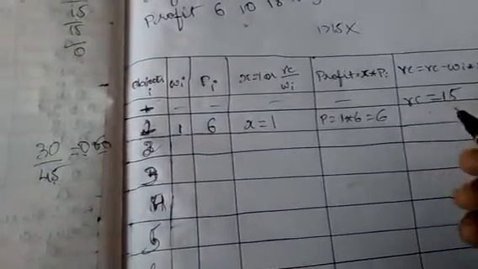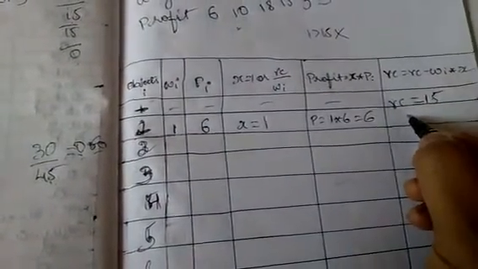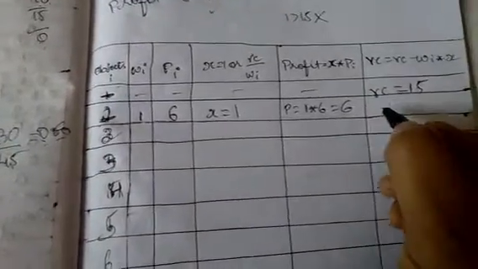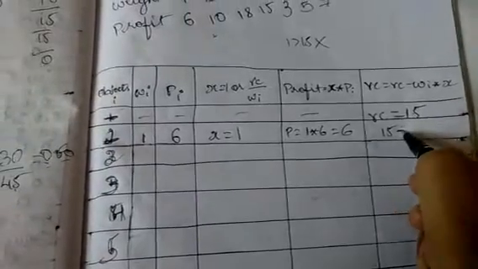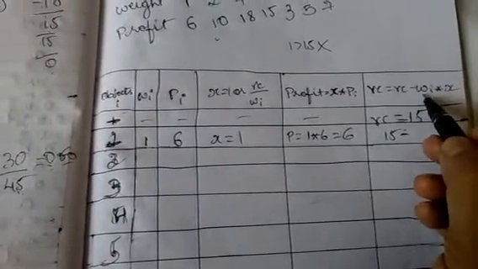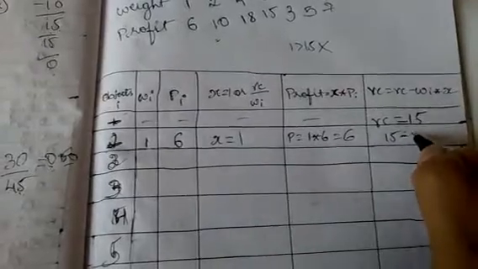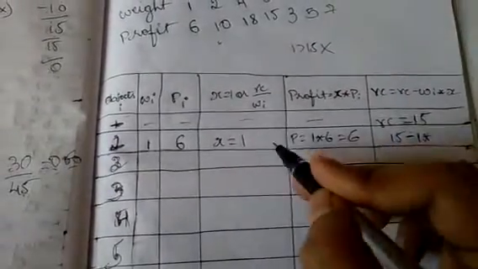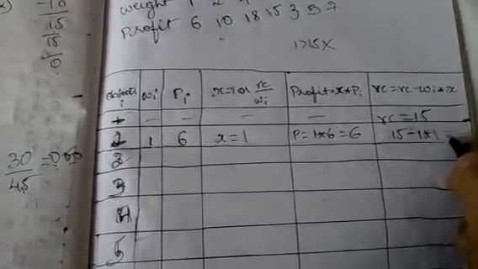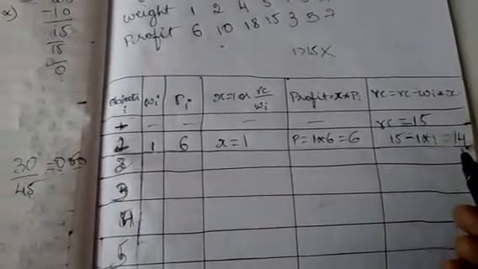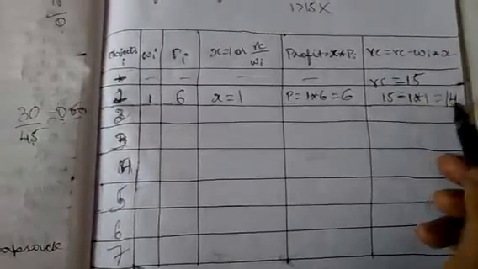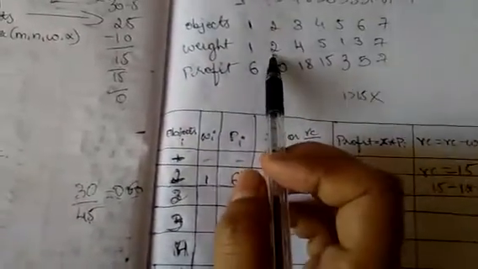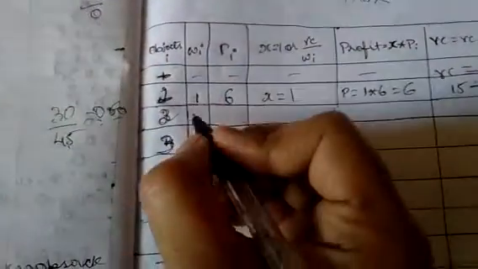Okay. Next, remaining capacity. It is 15 minus weight. I have filled into the bag now weight 1 and x value 1. 15 minus 1 is equal to 14. Now remaining capacity is 14. 14 units you can still fill into the bag. Next you have to take the second object. Weight is 2, profit is 10.